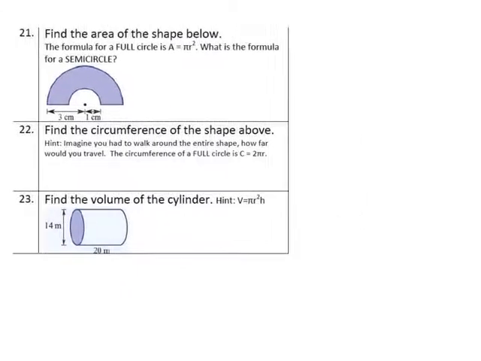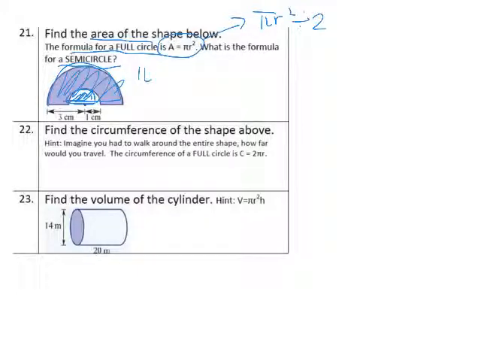Okay, we're up to question 21 now. It says we have to find the area of the shape listed here below. The formula for a full circle is a equals pi r squared, and the hint says what's the area for a semicircle, and that would be obviously pi r squared divided by 2, or a half pi r squared is just as good. So if we're doing the area, we've got to realise we've got a big semicircle, this whole big one here, minus a little semicircle just here.